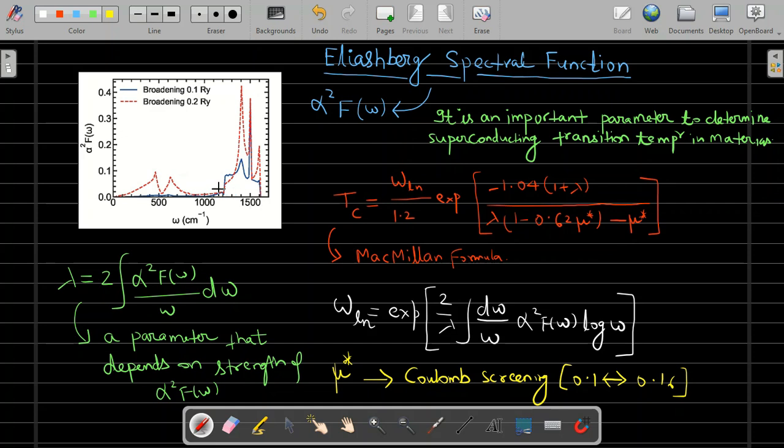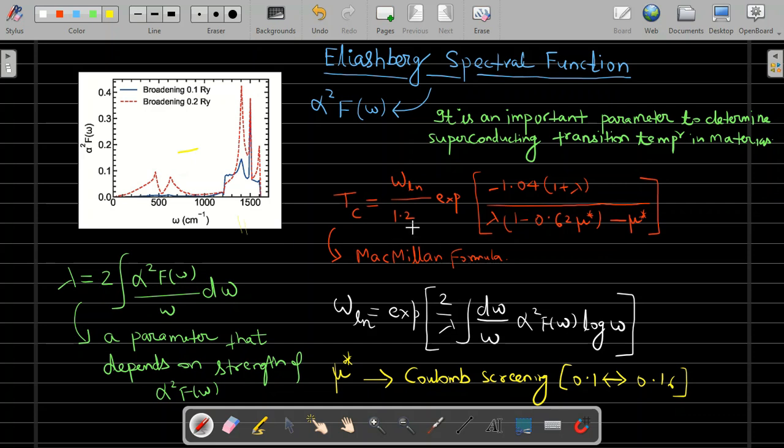You can see there is a graph for this function plotted with frequency, and this particular example has been taken for graphene material. This is an important parameter to determine the superconducting transition temperature of a material. See, graphene does not show superconductivity, so for graphene, Tc will be nearly zero. So it's not of importance in the context of superconductivity.